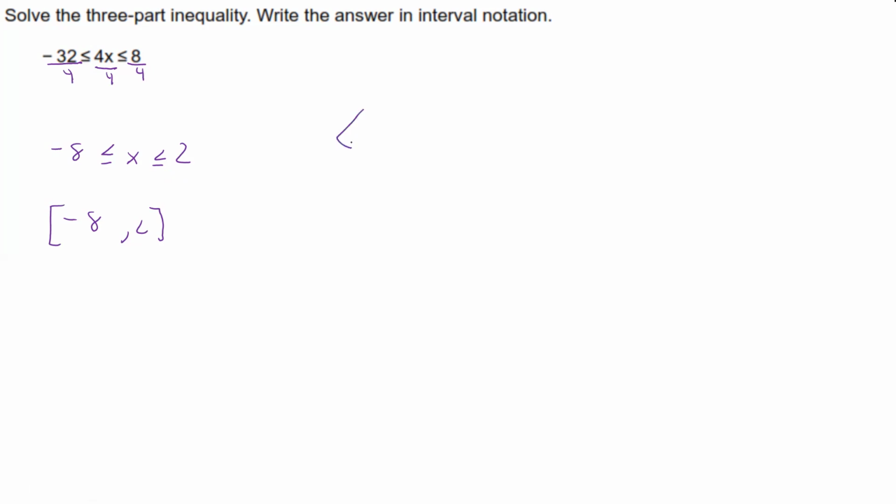And so what does it look like if we draw the graph of it? Well, we're going from minus 8 to 2, and it's a closed circle to another closed circle. Okay, so those are pretty easy with the tripartites because you end up with just a segment here, and whether they're open circle or closed circle, all will depend on your inequality symbols on each end there.